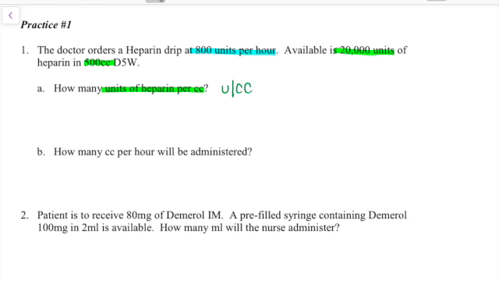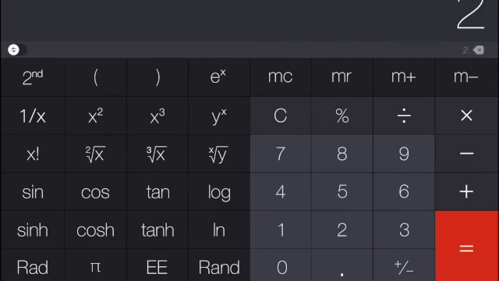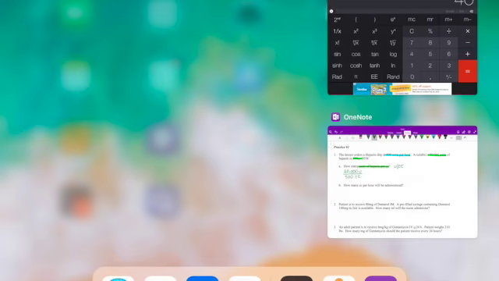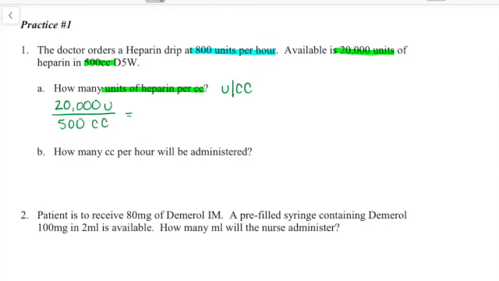So this one we're just going to divide 20,000 units by 500 cc's. So that's 40 units per cc.